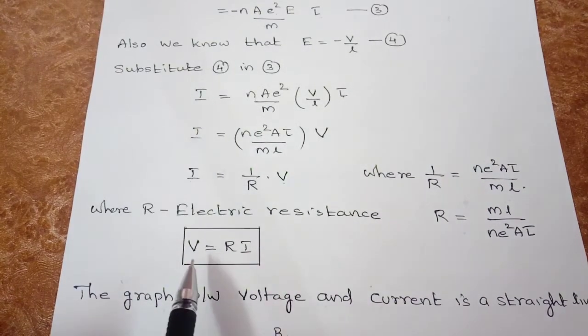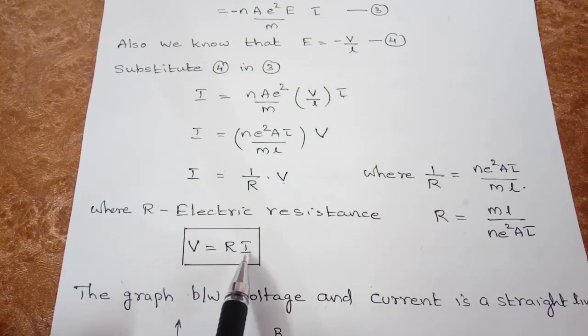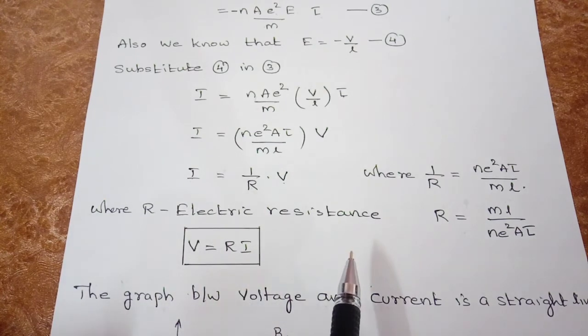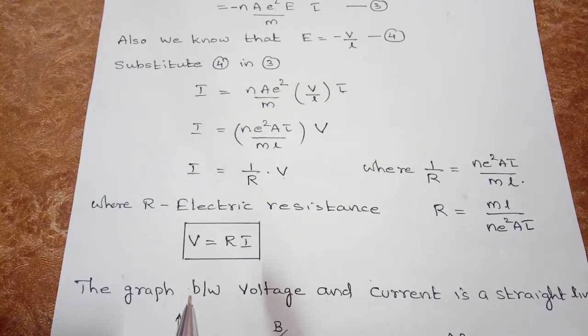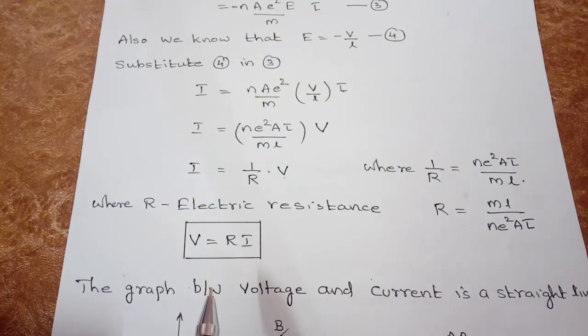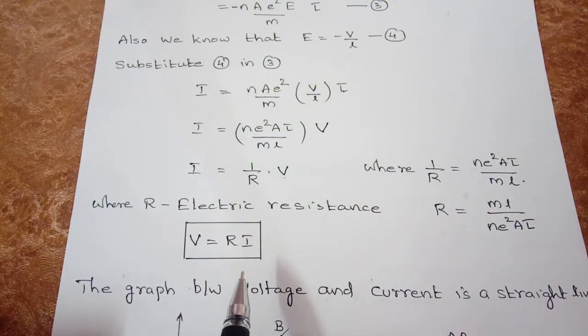Ohm's law gives the relation between the potential difference across the ends of the conductor and the resulting current. Ohm's law can be defined as: at a constant temperature, the potential difference across the ends of the conductor is directly proportional to the current. This is the definition of Ohm's law.